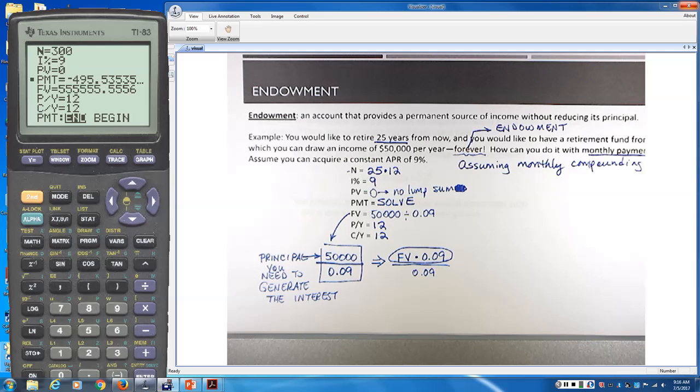So if you had $495, $496, you know, round it up. If you had $496 a month and put it in every month for 25 years, then you could retire and have a $50,000 a year income with no problem. Now the question is, what kind of income would you have to have to be able to put that kind of money in the bank? You'd have to have pretty good income to be able to do that.